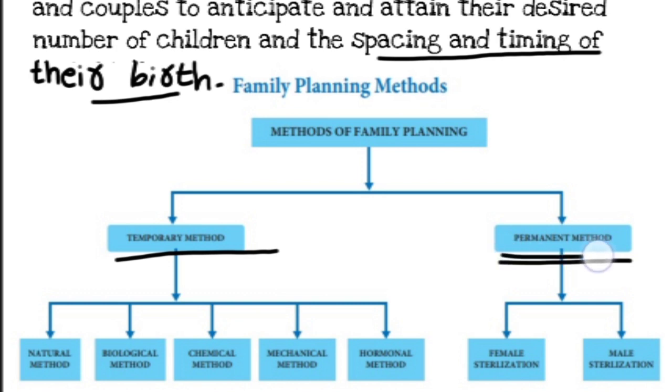And in permanent method, when the permanent method of family planning is performed, after that, even if the couple is involved in the sexual activities, the chance of getting pregnant is very less. Like in 100, only 1% or 2% of chance of getting pregnant is seen. Only when the technique is failed, at that time the woman gets pregnant. This is temporary and permanent. In temporary, we have 5 types: natural, biological, chemical, mechanical, hormonal. While in permanent, we have 2 types. One is for female sterilization, other is for male sterilization.